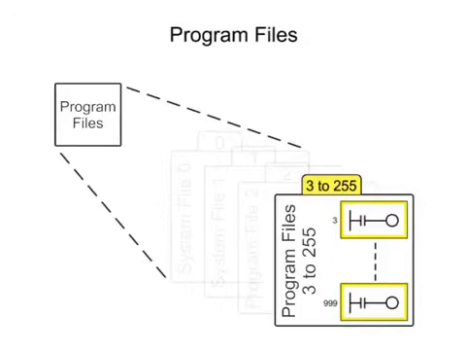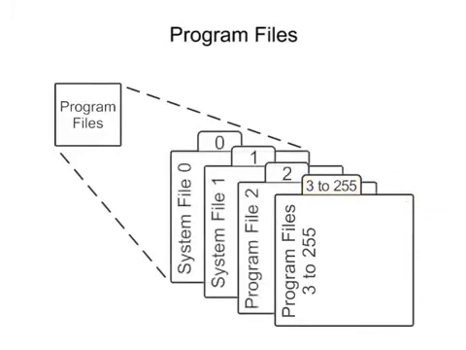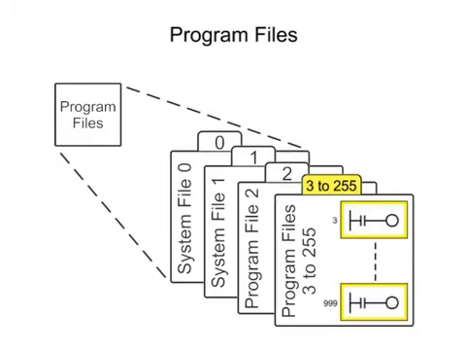A PLC can store and run only one program at a time. The main ladder logic program is always saved in program file 2. Program files 3 to 255 are used to save the user-defined subroutines. These subroutines are or can be used by the user in the ladder logic.